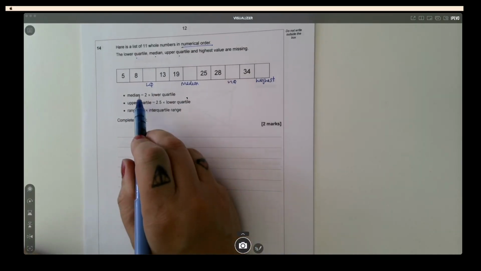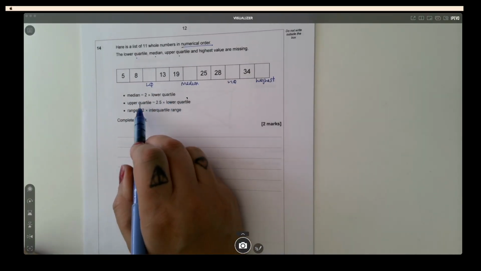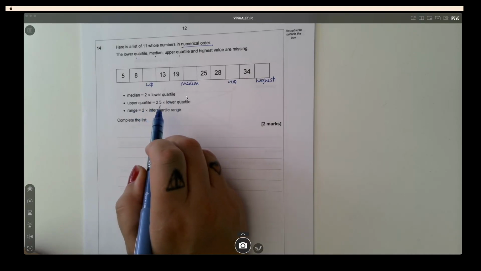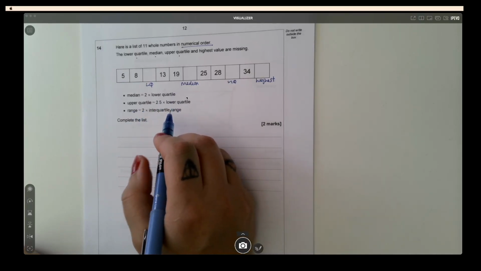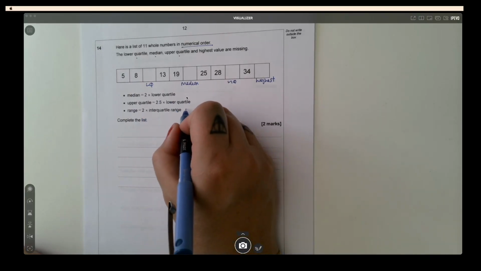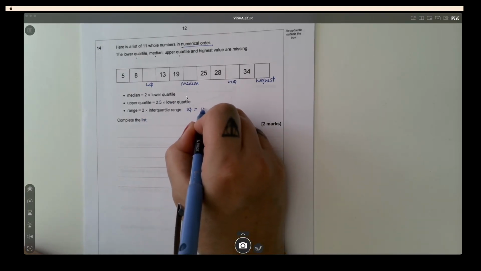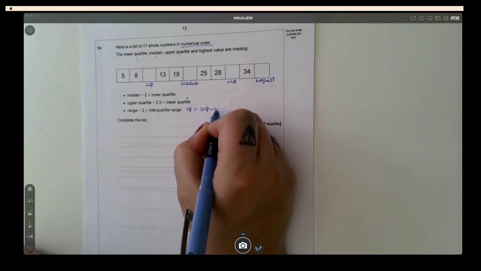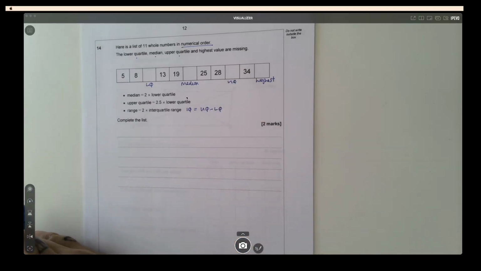So the median is 2 times the lower quartile. The upper quartile is 2.5 times the lower quartile. And then the range is 2 times the interquartile range. So the interquartile range is the upper quartile subtract the lower quartile. So I've made a note of that there as well so I don't lose my train of thought.